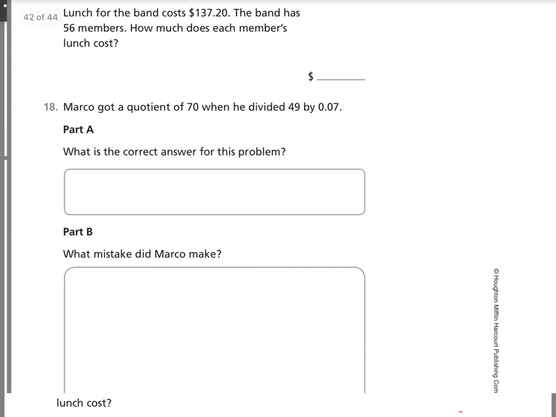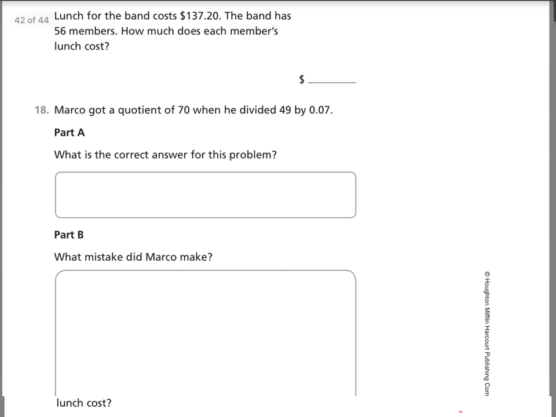Number 17 is next. Lunch for the band cost $137.20. The band has 56 members. How much does each member's lunch cost? Here you're going to need to set up an equation and solve. You'll have to decide between multiplication and division. You could try both and see which answer is reasonable. You would expect that the amount of money each lunch costs would be less than $137.20, since that's the total, and you're splitting it up amongst 56 members.